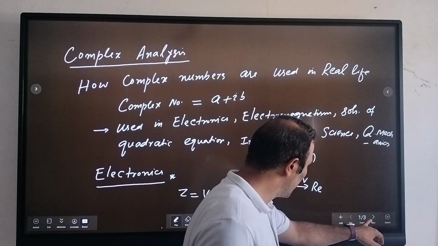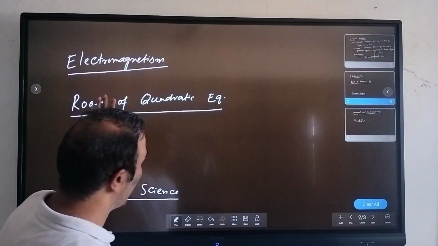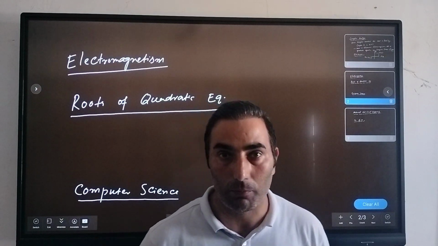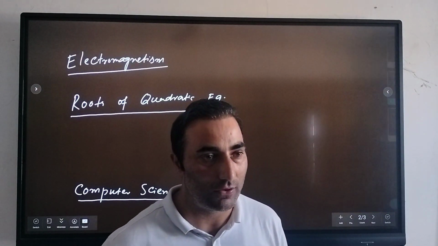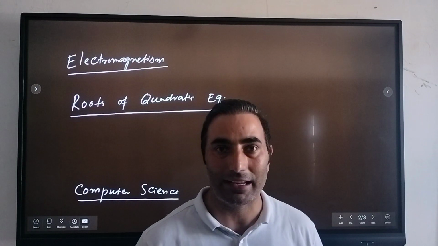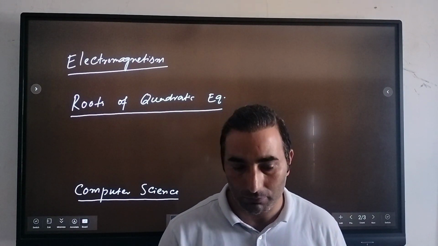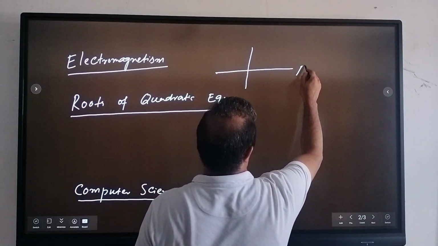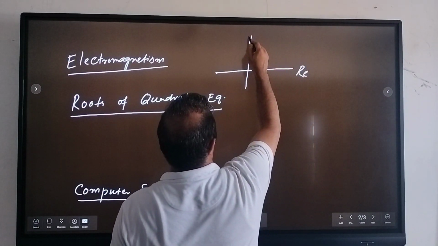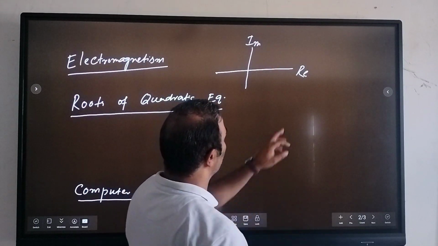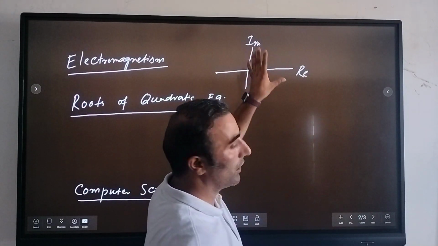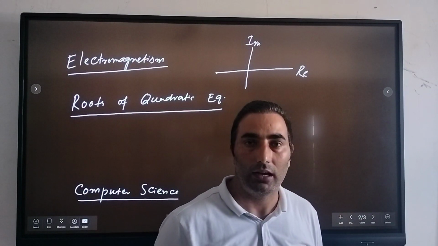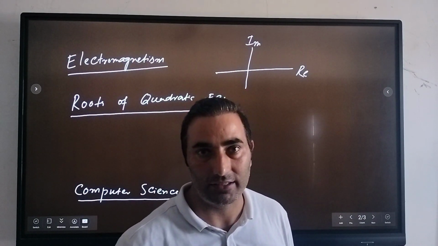Now the next application is electromagnetism. Why do we use complex numbers in electromagnetism? If you want to plot the electric and magnetic field, you can plot them on this plane, because this is our real axis and this is our imaginary axis. Here Re stands for the real axis and Im stands for the imaginary axis. So our horizontal axis is the real axis and the vertical axis is the imaginary axis, right?